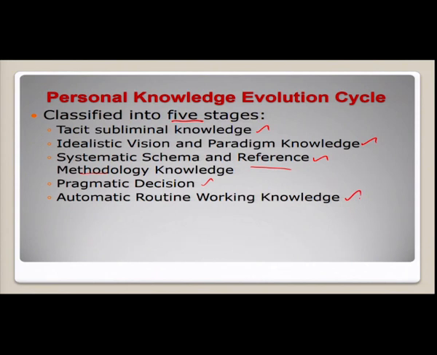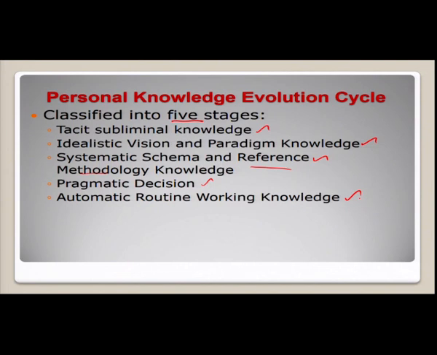So, my dear viewers, it is again an important examination-point-of-view question about the personal knowledge evolution cycle. This is the basic difference between the institutional knowledge evolution cycle and the personal knowledge evolution cycle. Here also it is classified into 5 different stages. One is the tacit subliminal knowledge, second is the idealistic vision and paradigm knowledge, third is the systematic schema and reference methodology knowledge, fourth is the pragmatic decision, and fifth is the automatic routine working knowledge.